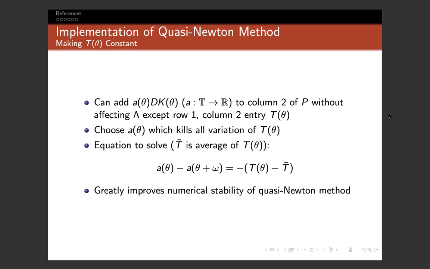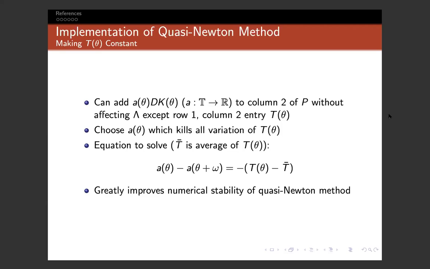The reason we can do this is that column 2 of P is just the center direction of the torus at a given point k of theta. And dk is also in the center manifold of the torus. It's just a tangent to the torus. So you can add any multiple a of theta times dk of theta to the second column of P without affecting big lambda, except for the shear term t of theta. And so we choose an a of theta which kills the variation of t of theta. And you can show that this just involves solving a cohomology equation.